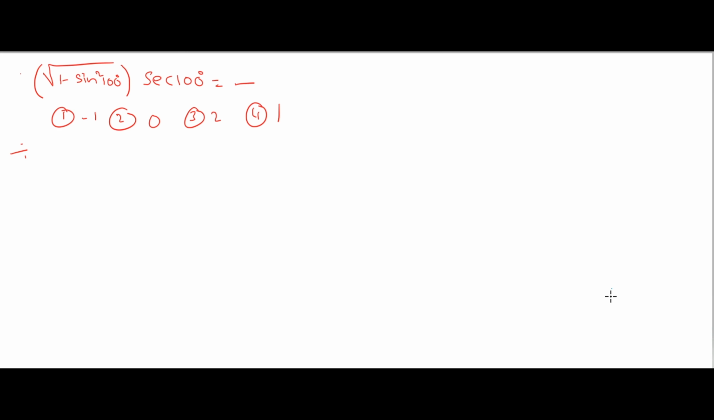Under root of 1 minus sin square 100 into sec 100 degrees is equal to dash. It is given under root of 1 minus sin square 100 degrees into sec 100 degrees. These 100 degrees belongs to Q2. So under root of 1 minus sin square 100 degrees is plus or minus cos 100 degrees, into sec 100 degrees.